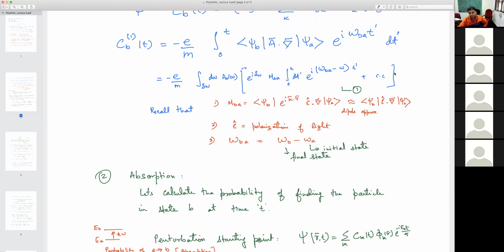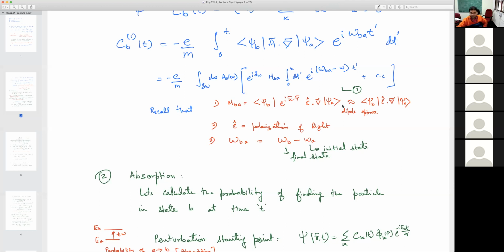So I have a sum of two terms. If I take a mod square, I'll start getting a sum of four terms, right? A plus B into C plus D. If I do the complex conjugate of this being C plus D, then I'll start getting AC, AD, BC, and BD. So I'll have four terms basically, right?